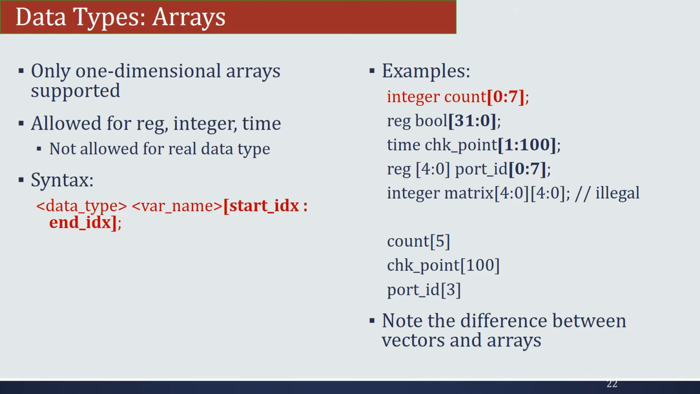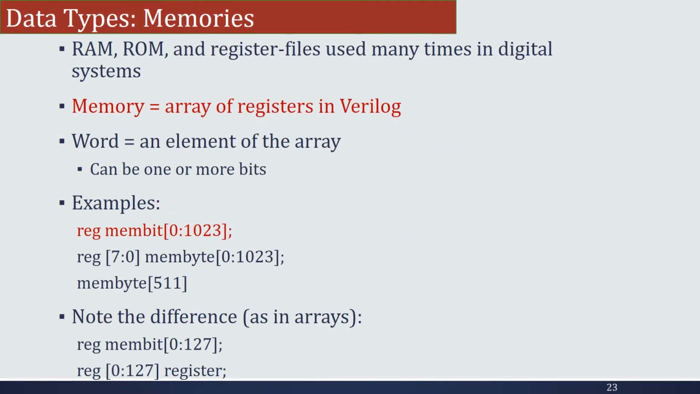Similar to vectors, and similar to C programming, you also have a provision to represent variables with arrays. The syntax shows your data type, variable name, and start index and end index. Similarly for memory, since it is a digital circuit, you will have to design or consider memory and represent it. So in that case, you have a keyword called memory available. It will be an array of registers.